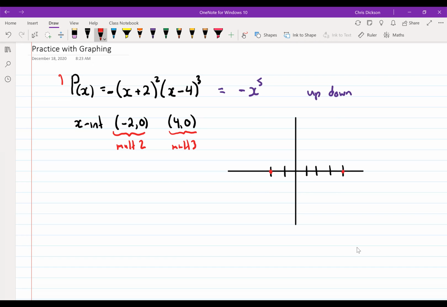We've got negative 4 being raised to the 3rd power, and 2 being raised to the 2nd power. So I could write p of 0 should equal positive 2 squared times negative 4 cubed. We've got a negative cube, so a negative times a negative is a positive. So we really should have 2 squared, which is 4, of course.